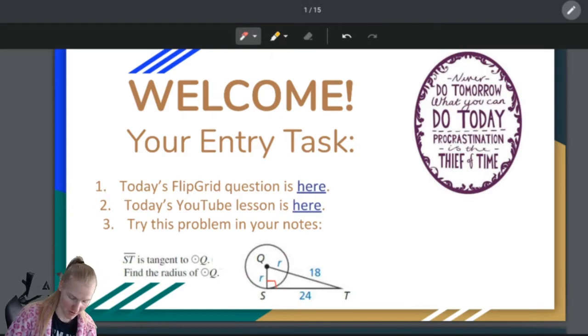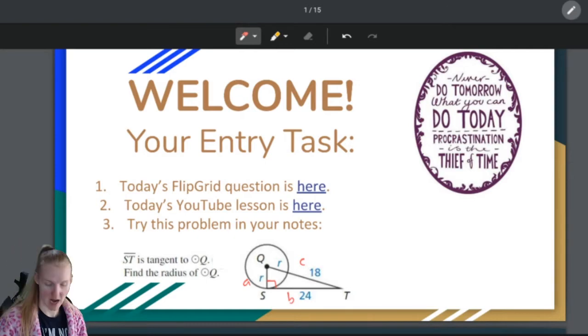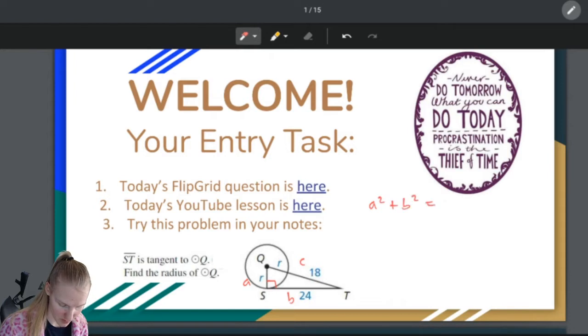Because this is a right triangle, my hypotenuse is always C. My other sides are A and B. Doesn't matter which one is A and which one's B. Let's do A squared plus B squared equals C squared. So we have R squared plus 24 squared equals R plus 18 squared.